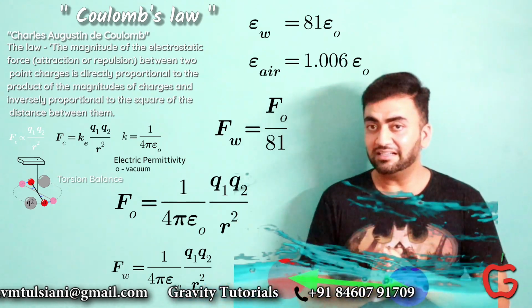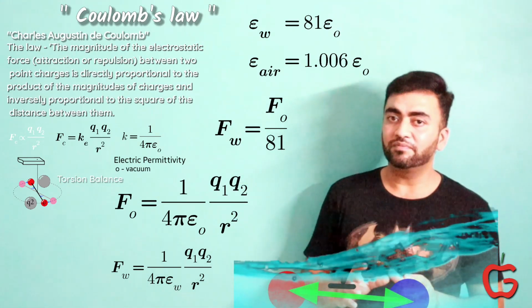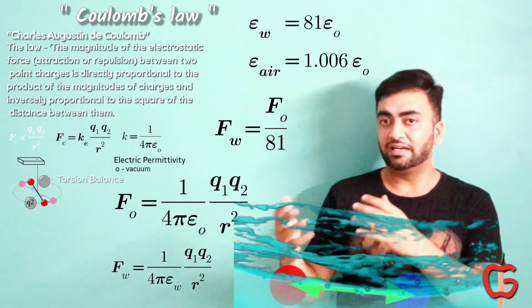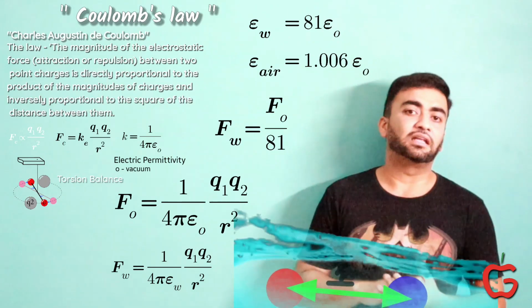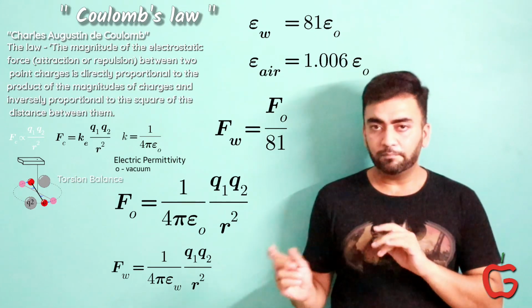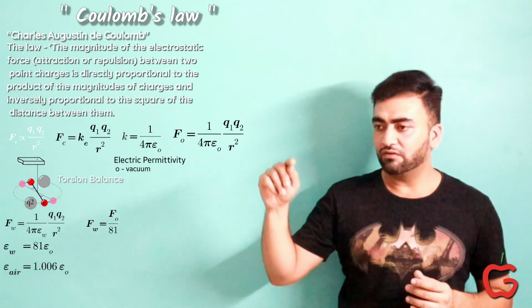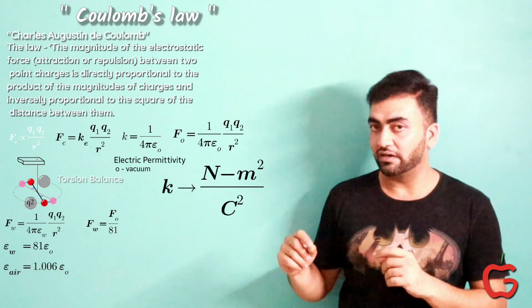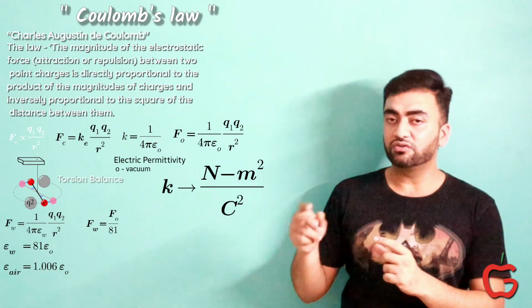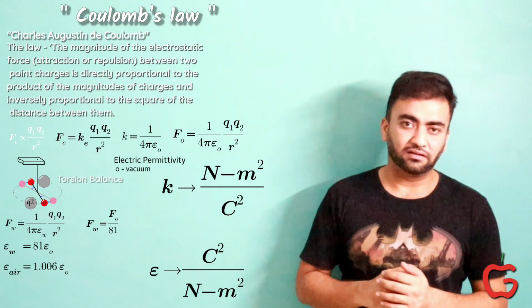So this implies that the higher the permittivity of a medium, the lesser is the electrostatic force of interaction between the charged particles. Okay, I hope permittivity is clear. The unit of K would be Newton meter square per Coulomb square. So the unit of permittivity should be the inverse of that, Coulomb square per Newton meter square.